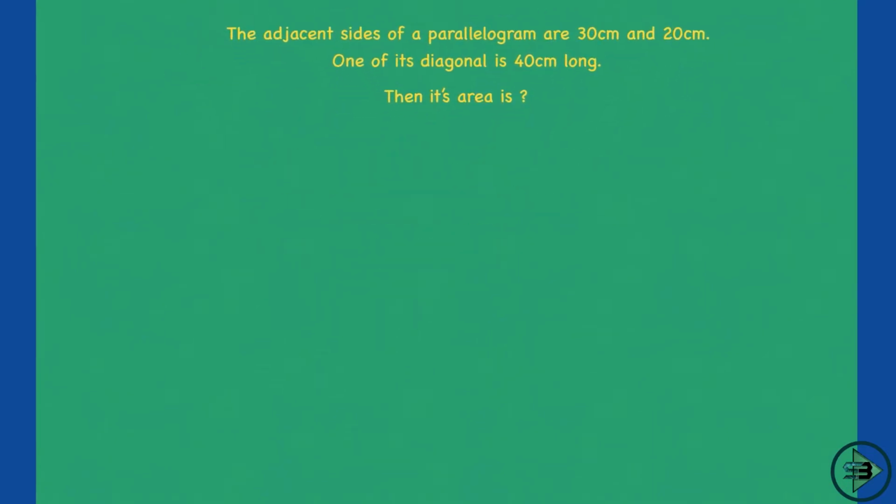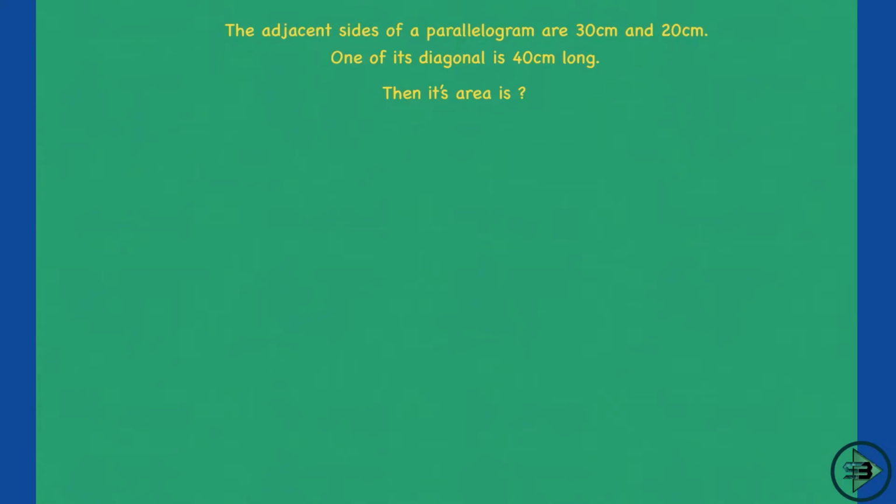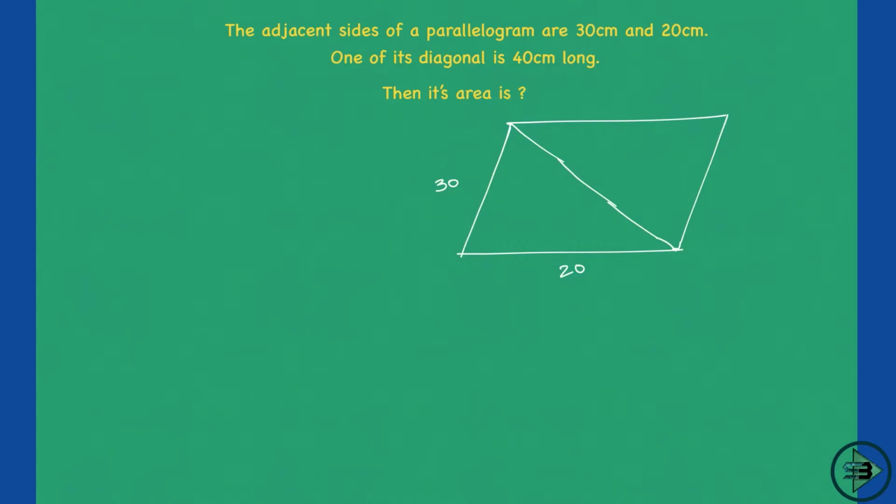Okay, what next? The adjacent sides of a parallelogram are given, and one of the diagonals is 40. Then find its area. So if the adjacent sides of the parallelogram are given, I'll draw a parallelogram. What is given here is the adjacent sides of the parallelogram, which are 30 and 20. One of the diagonals is 40 centimeter long. Now this one diagonal is given as 40 centimeter long.